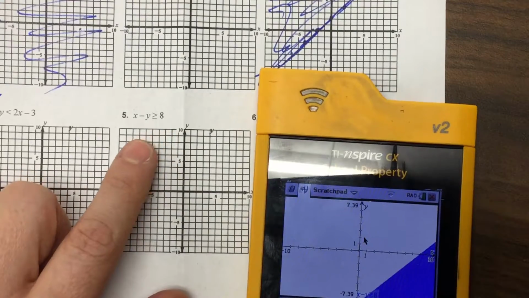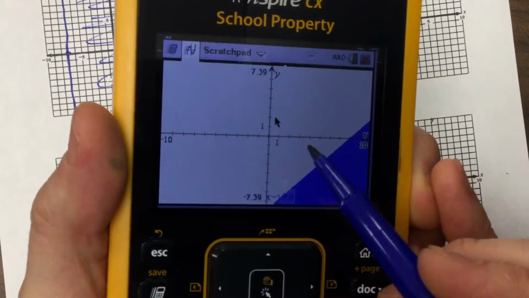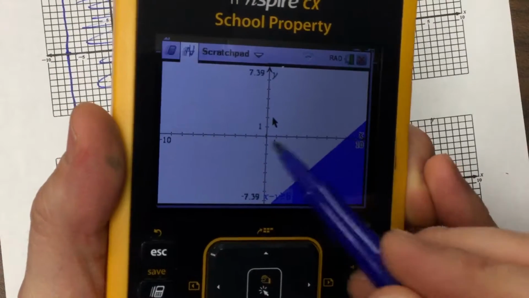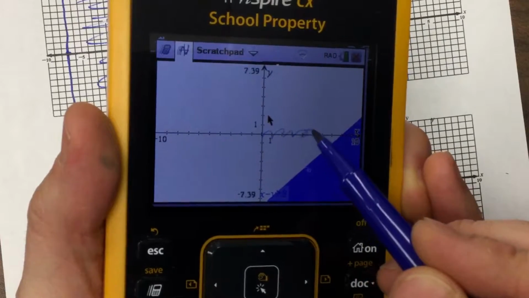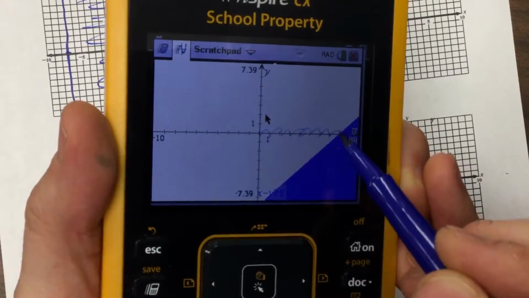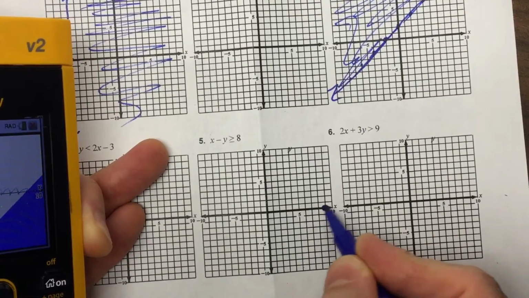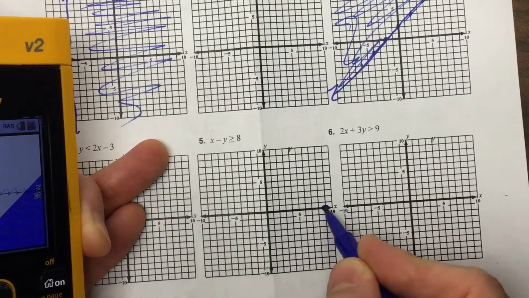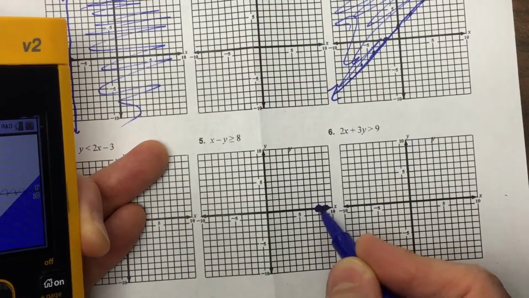Let's find those intercepts. This one, I'm just going to use the calculator screen. I'm showing you guys that you can do this if you need to on the calculator. I'm counting over 1, 2, 3, 4, 5, 6, 7, 8 to the right. That is my x-intercept. Okay? You know what? I miscounted. There it is right there.